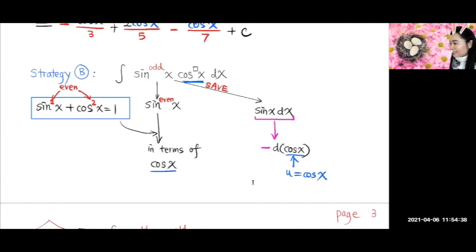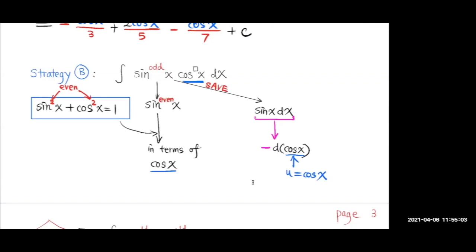You got the idea? So always remember this identity. You want to turn the exponent for sine or cosine to be even. So you're going to save one sine x over here together with dx, so that will change to an even power. You got it? Okay, all right.